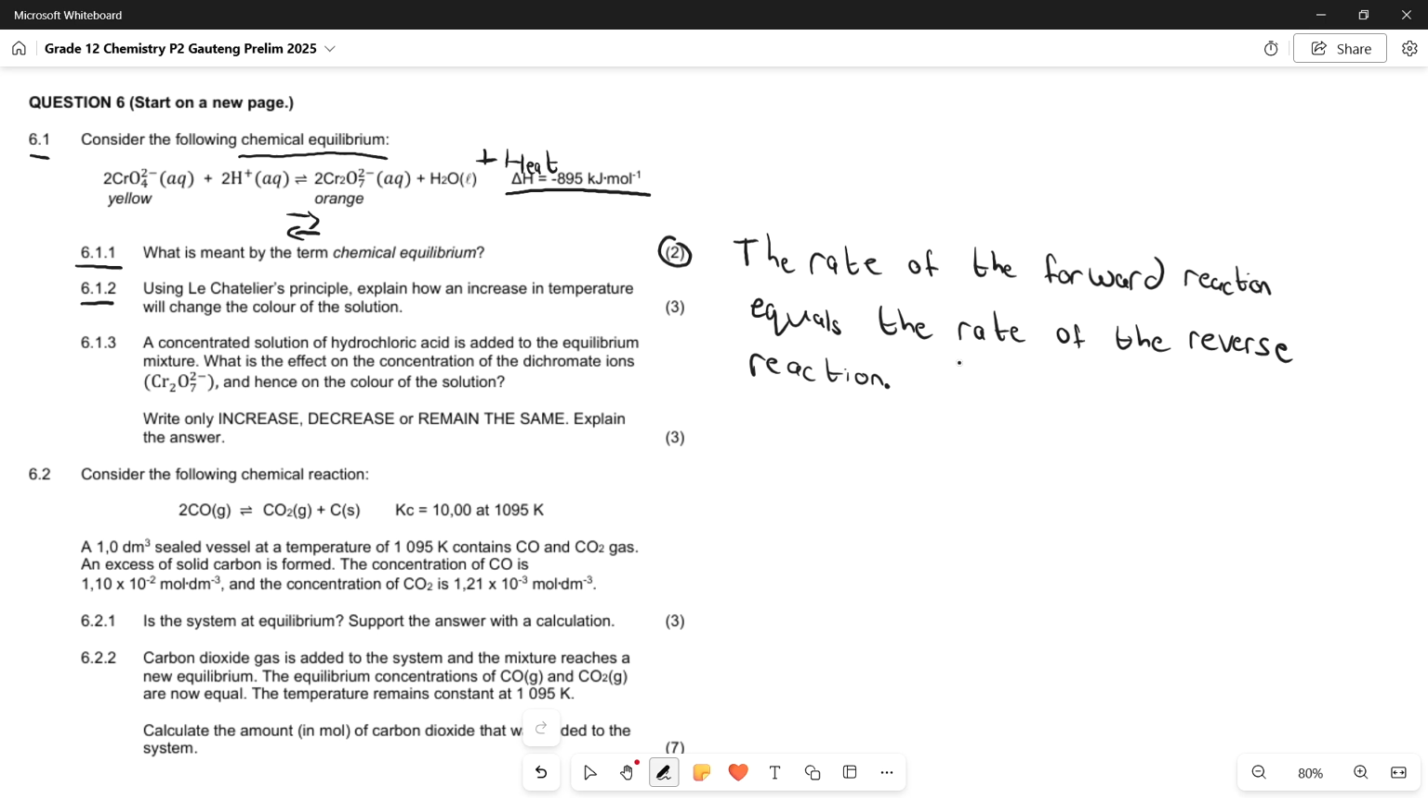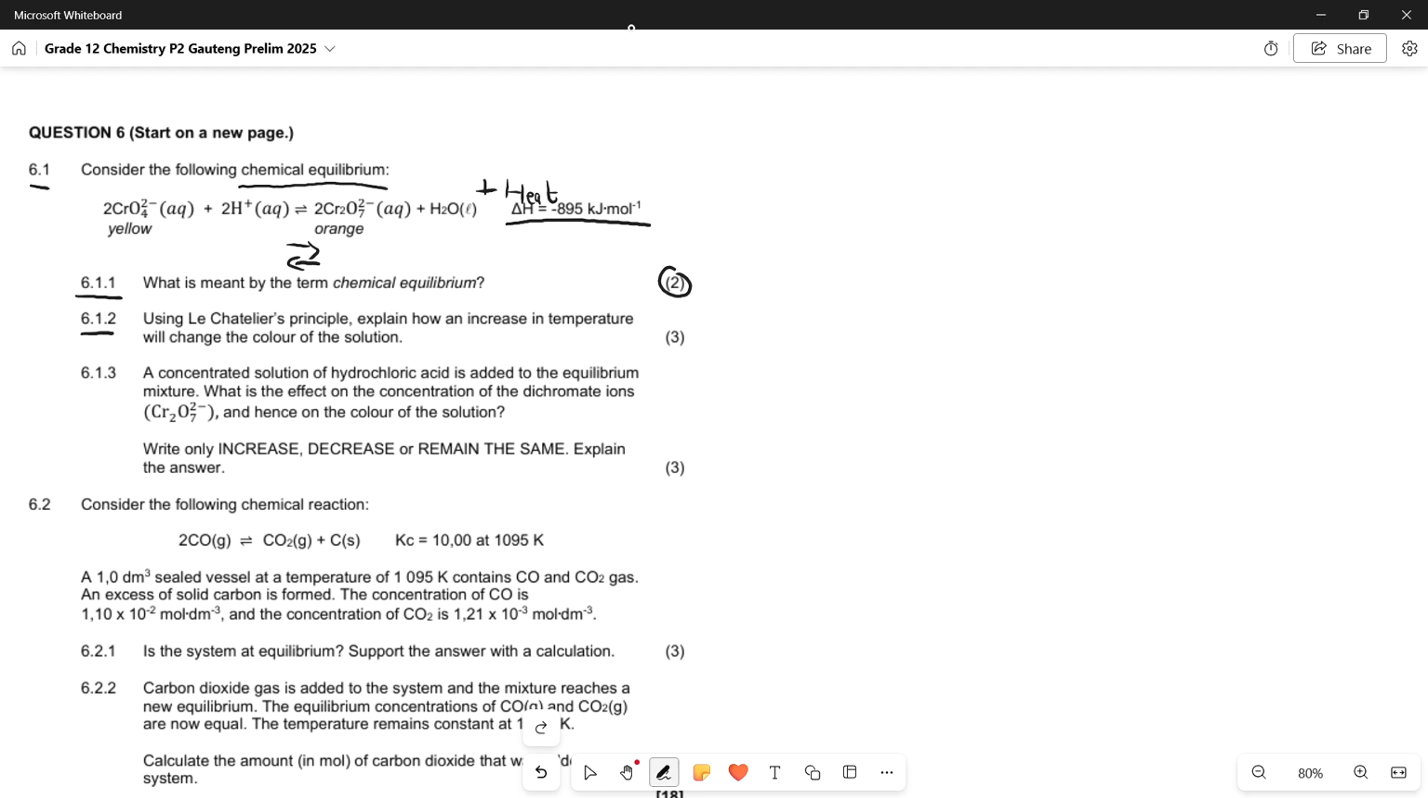And then 6.1.2 says, using Le Chatelier's principle, explain how an increase in temperature will change the color of the solution. So as we established, this is all inside one beaker. So we have our reactants and our products and our heat all being released in one beaker. And the reason we wrote heat like this was because heat is greater on this side. So if we're gonna move it over here, we can treat heat just like we would a reactant or a product. And if we're increasing the heat in this whole beaker, therefore we would have more heat on this side.